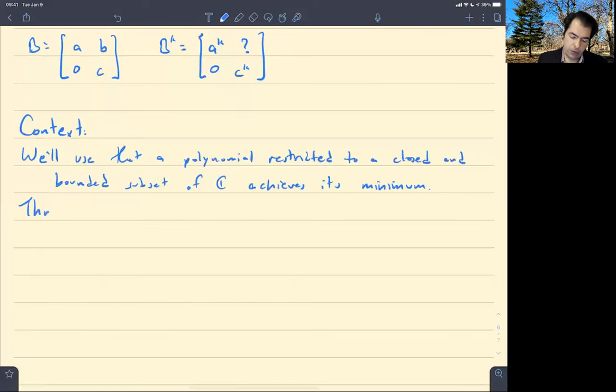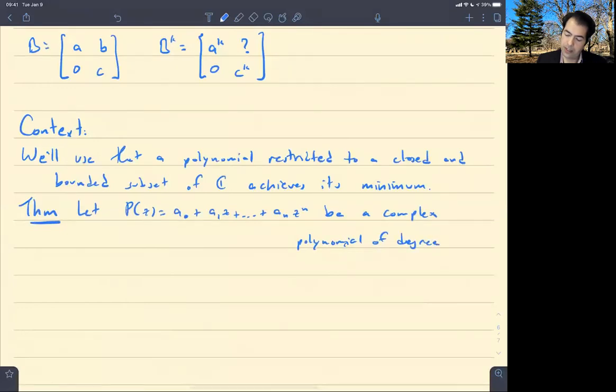So here's the theorem we want to prove. Let P of Z be A0 plus A1Z plus ... up to AN Z to the N be a complex polynomial of degree n, right? So by that, I'm saying that the coefficient A sub n is not 0. Then P has a complex root, right? That is, there is a complex number Z so that when you plug it in, you get 0.